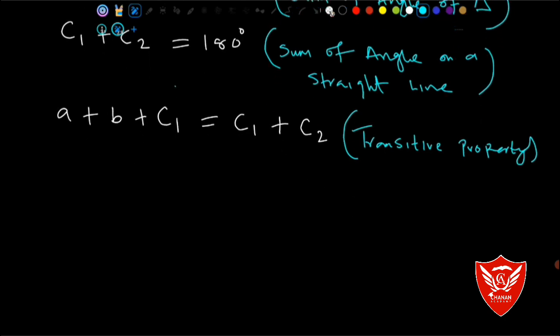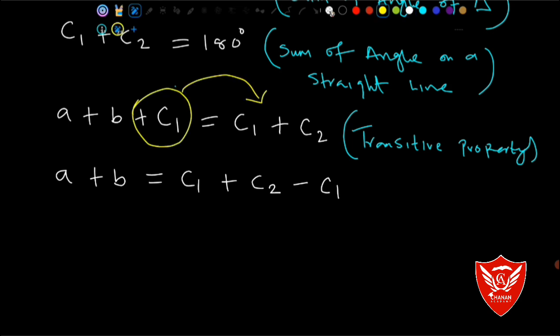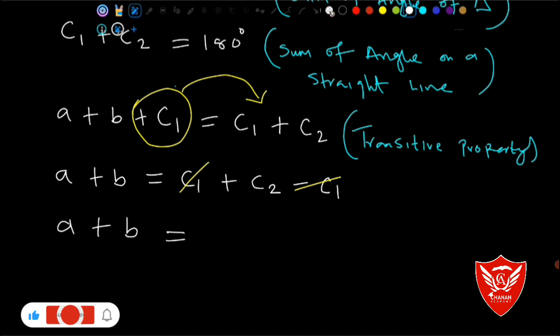Okay, so now let's take like terms together. So it becomes A plus B equal C1 plus C2 minus C1. And that's because if this C1 crosses over to this side, it becomes negative. Okay, so we are going to have A plus B equal to, the C1 is going to cancel out this C1, and we are going to be left with C2.